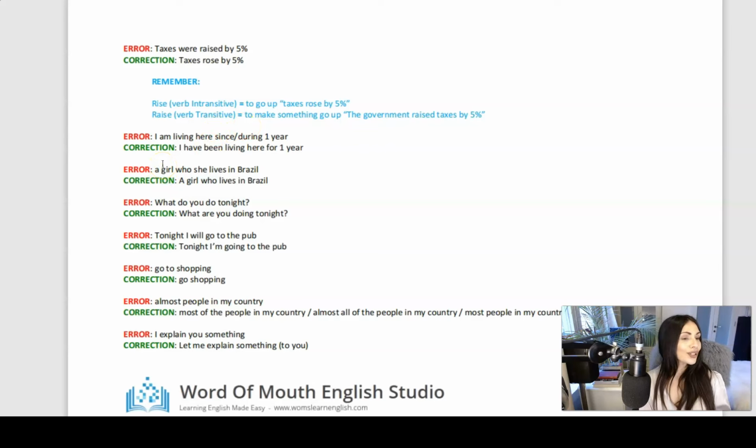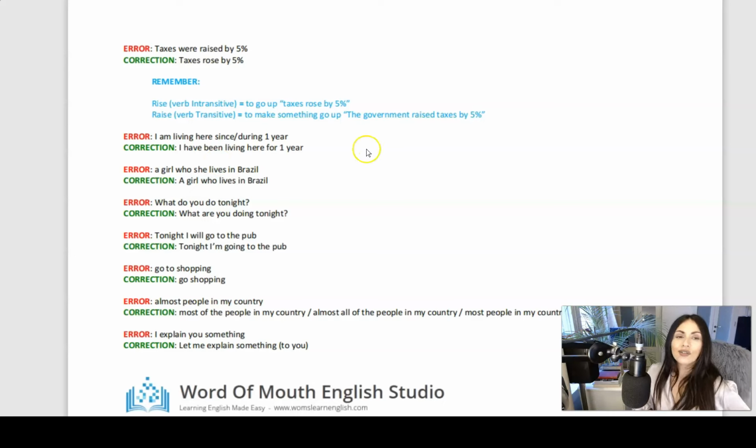Right, let's move on to another very commonly made error. When introducing yourself to somebody and giving a little information on your background, do you say, "I am living here since a year"? Do you say, "I am living here during 1 year"? Or do you say, "I have been living here for a year"? And what's the difference? Well, in English we use the present perfect or the present perfect continuous to talk about experience, to talk about duration. And that is what the author is trying to say here.